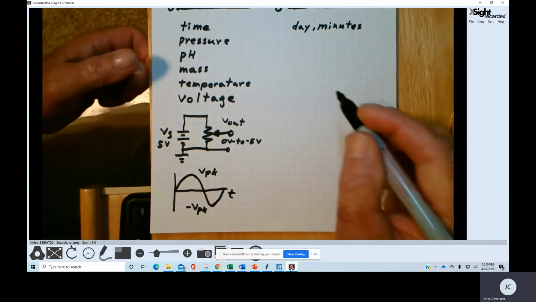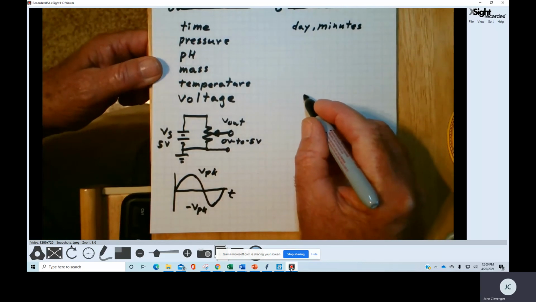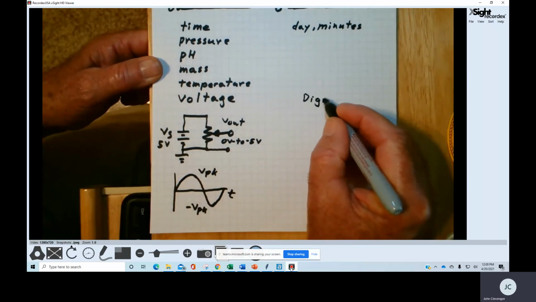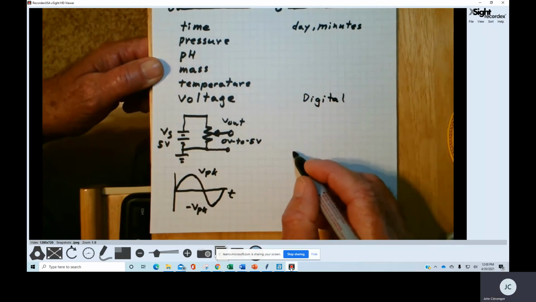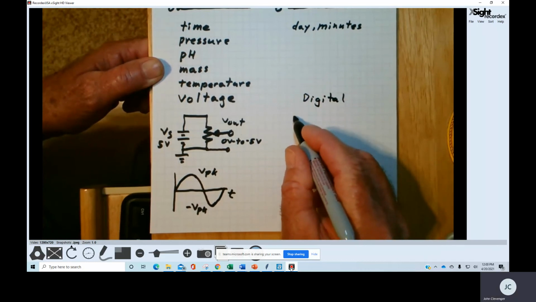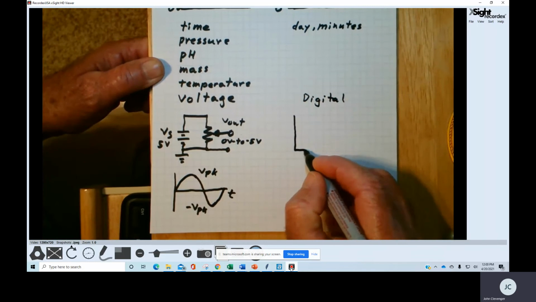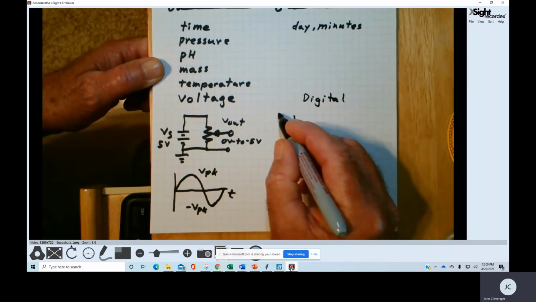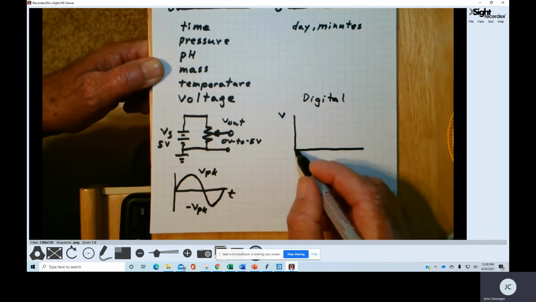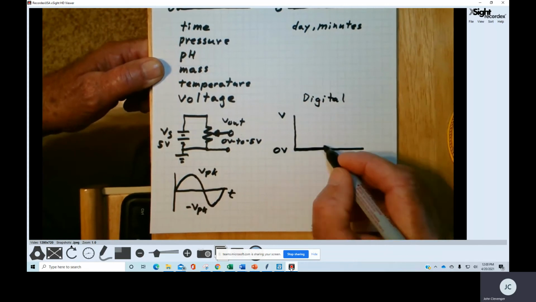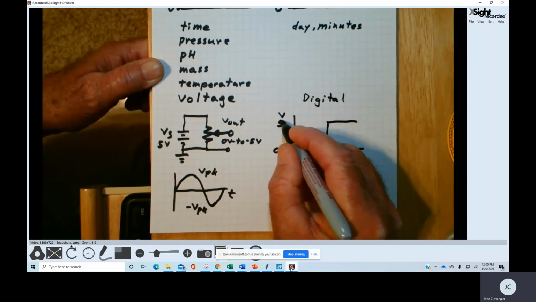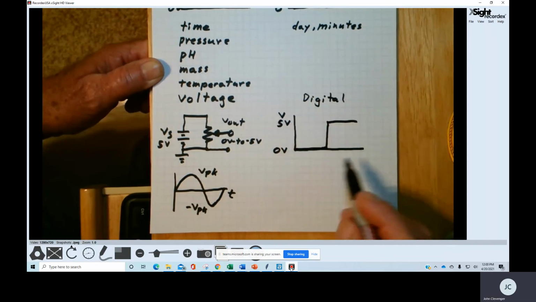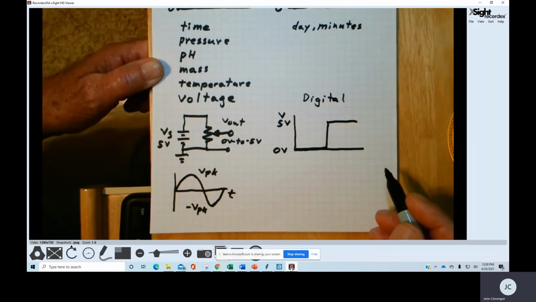Now, for our digital voltages, we have only set or discrete values. If we look at digital voltages, and here on this graph we're going to have voltage, the voltages can either be 0 volts or they can be 5 volts. They can't be anything in between.